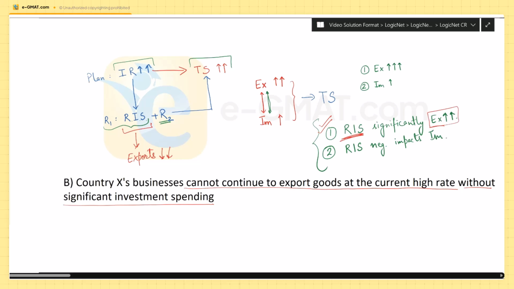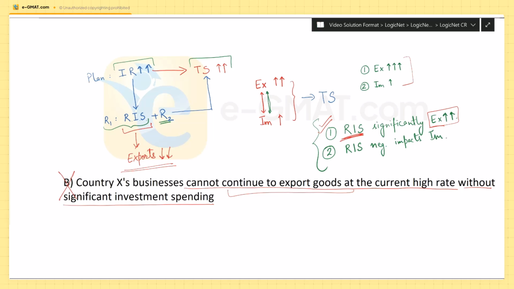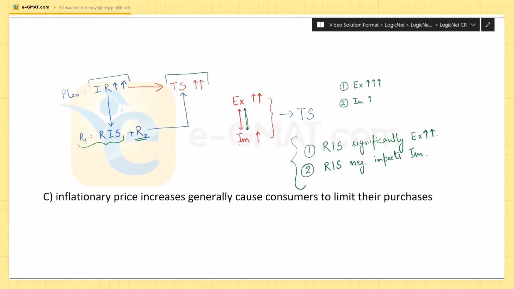This choice is doing just the opposite. It is conveying that reduced investment spending can reduce the exports. So this choice is also incorrect. And here you can see how a good understanding of the passage and just simplifying this answer choice to understand what it means can help us easily and confidently reject the incorrect answer choices. Let's move to the next choice.